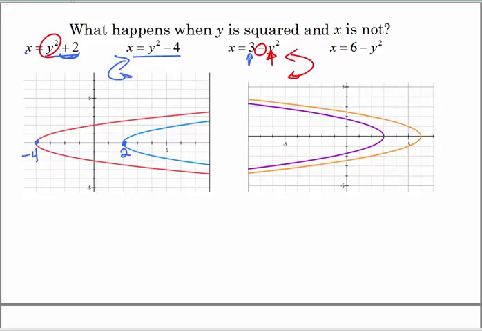There's a 3, there's a 6. We have purple and orange. This is the 3, this is the 6. So we have purple and orange. Now notice this is also symmetric with respect to the x-axis this time. How could we graph that?